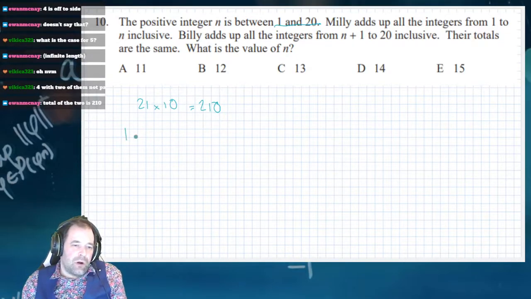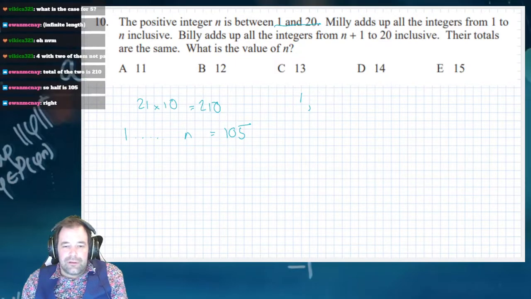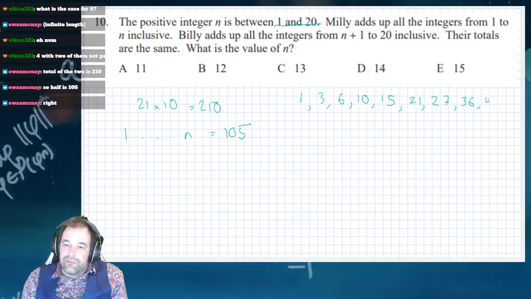So we need 1 to n to add up to 105. I'm just going to count: 1, 3, 6. These are triangle numbers now, just the sum of the first n numbers. 10, 15, 21, 27, 36, 45, 55, that's 10. 66, 78, 91, 105, that's 14.